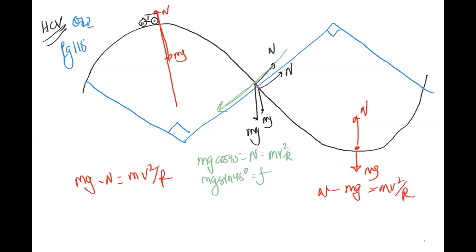In this case there will be a friction, but in the other wala case you will have n minus mg cos 45 is equal to mv square by r, and mg sin 45 will still be equal to friction. Okay.